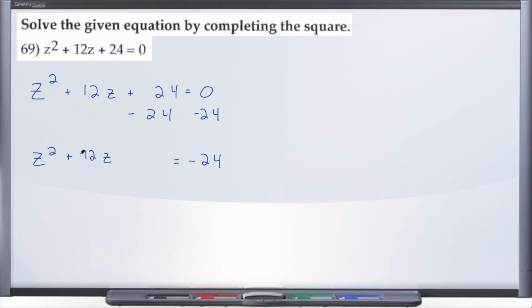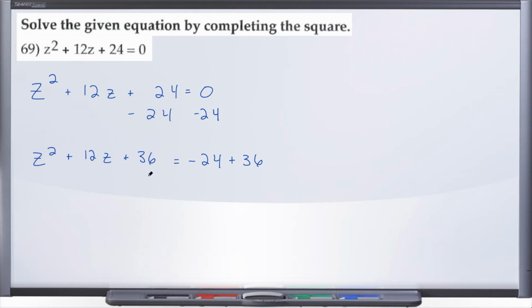So what is half of 12? Well, half of 12 is 6, and 6 squared is 36. And because we added 36 here on the left, we have to add 36 to the right to make sure that this equation stays balanced.